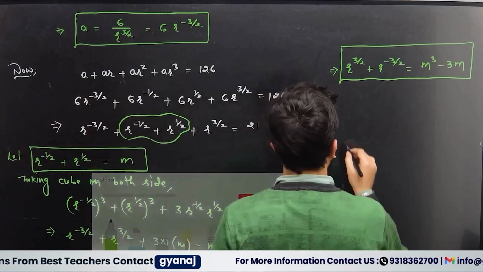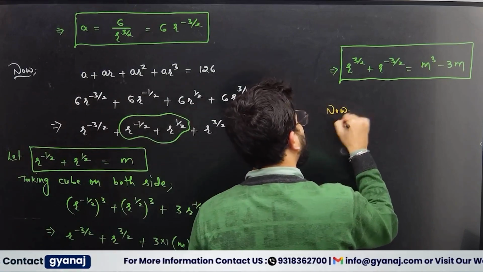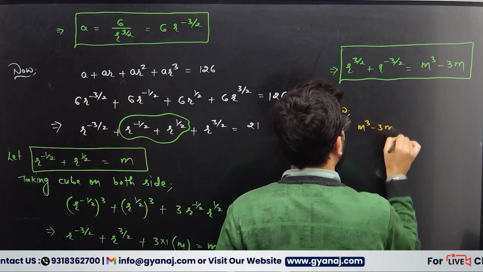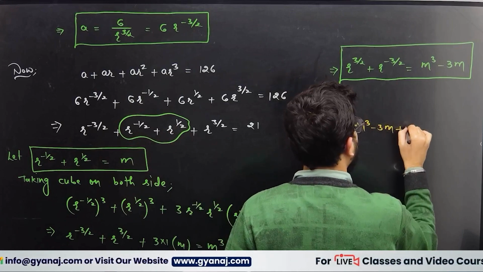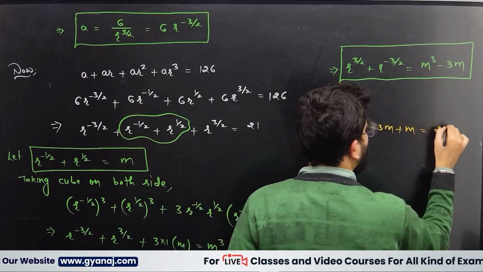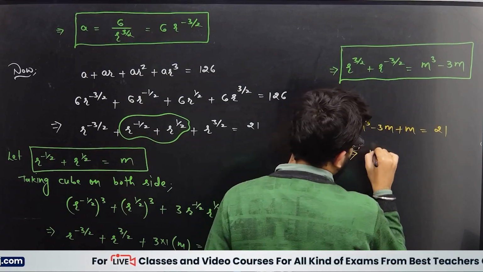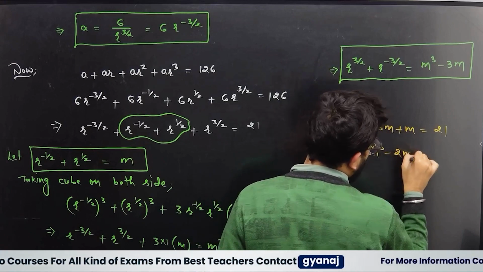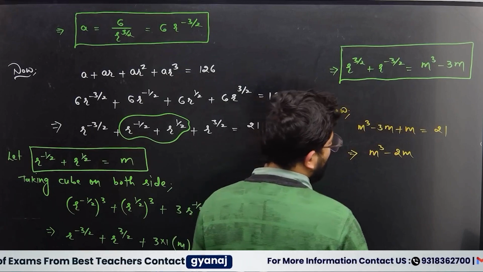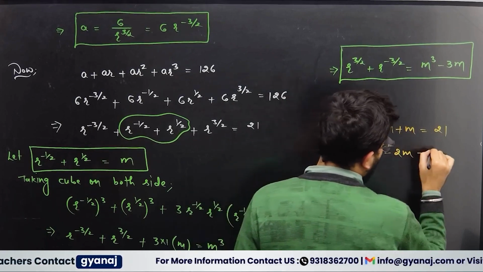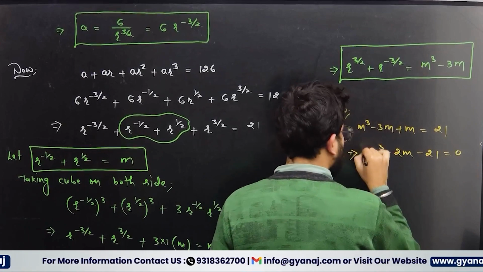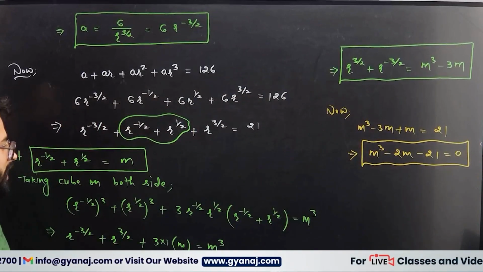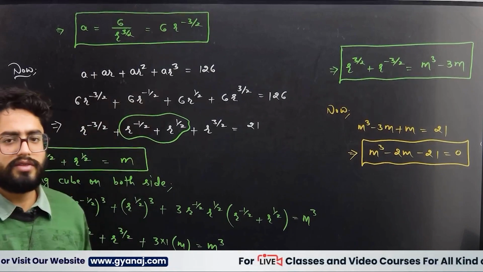So when we put here, we'll get m cube minus 3m plus m is equal to 21. So from here you can say m cube minus 3m plus m, that is 2m. Yes or no? m cube minus 2m minus 21 is equal to 0. Is it clear? m cube minus 2m minus 21 is 0.